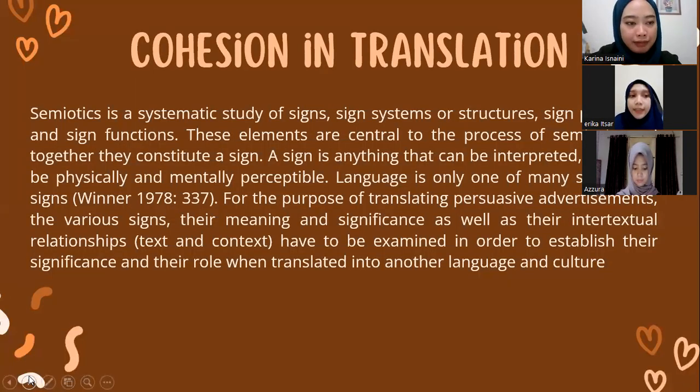Cohesion in translation. Semiotics is a systematic study of sign systems or structures, sign processes, and sign functions. These elements are central to the process of semiosis, and together they constitute a sign. A sign is anything that can be interpreted and must be physically and mentally perceptible. Language is only one of many systems of signs.